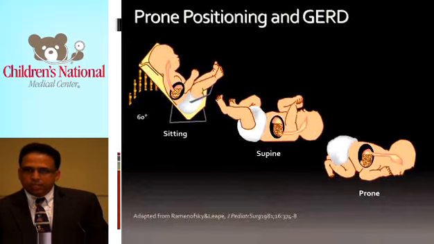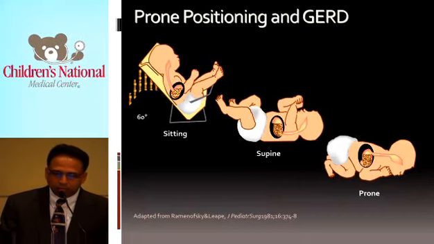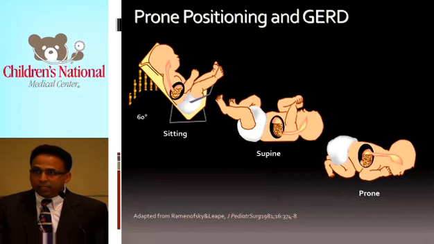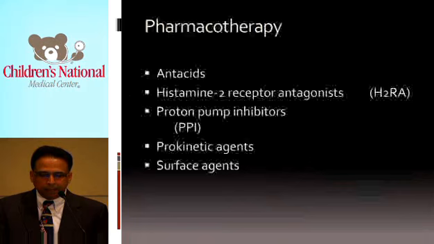Prone positioning and gastroesophageal reflux. If you look at the AAP recommendations, every child should be supine, and that is true. However, it does mention special conditions, and gastroesophageal reflux disease is one of those conditions where the infant has a higher propensity of reflux if the infant is in the supine position. So left lateral position might be a good, appropriate compromise for such a patient.